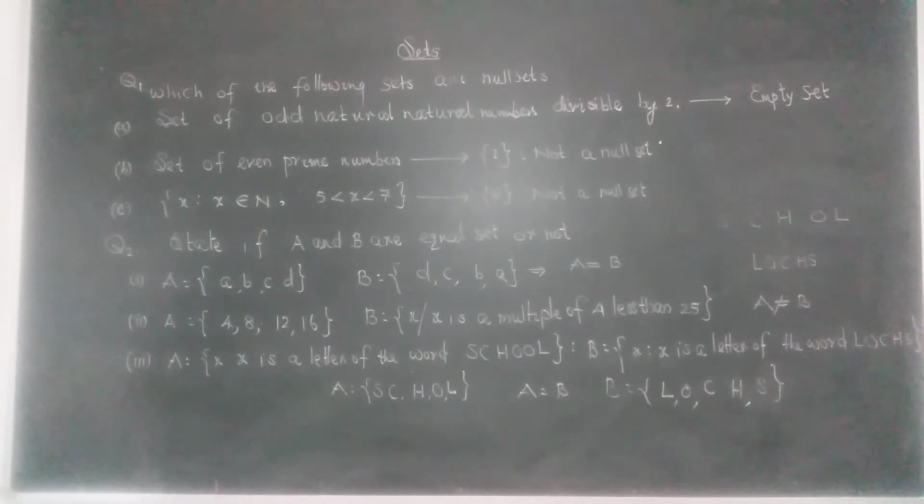Again see, set of x such that x belongs to N and 5 is less than x is less than 7. Read the question once again. x belongs to N means natural numbers, so you select those natural numbers. But what is the next condition? Those natural numbers must be between 5 and 7, more than 5 but less than 7. There is only one number, that is 6, which means that set will be having an element, the element 6. Therefore, it is not a null set.